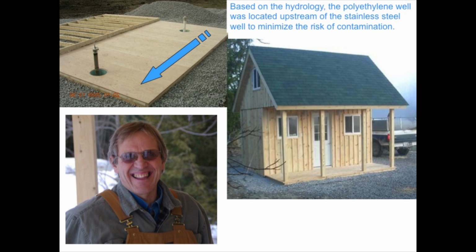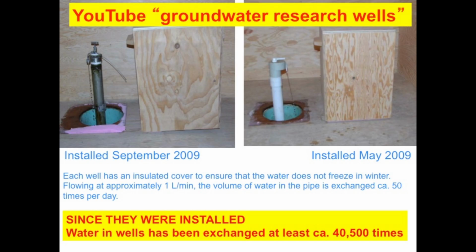And the neighbor built a little cabin. I call it the chateau. It's very small, but it houses these two wells. These are the insulated boxes so that the water doesn't freeze. The water flows all the time. The water never stops flowing. They were installed in 2009. So since they were installed, the entire volume of water has been exchanged about 40,000 times.